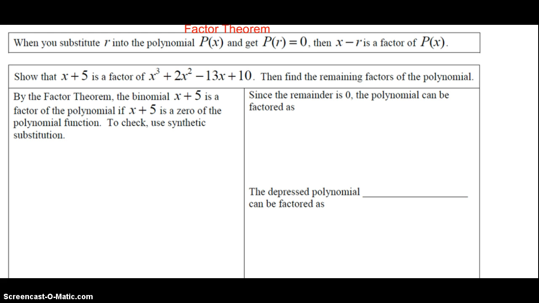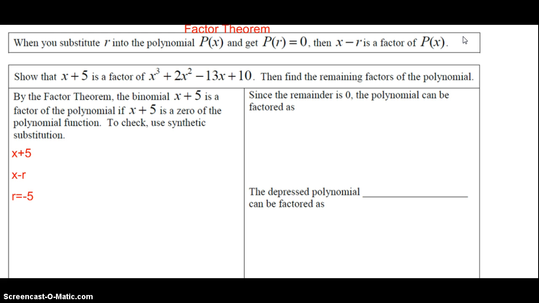So by the factor theorem, the binomial x plus 5 is a factor of the polynomial, and that's the polynomial that we have above, x cubed plus 2x squared minus 13x plus 10. So the binomial x plus 5 is a factor of the polynomial if x plus 5 is a 0 of the polynomial function. And to check this, what we're going to do is use synthetic substitution. We know our form is x minus r, and since we have x plus 5, we know that r has to be equal to negative 5.